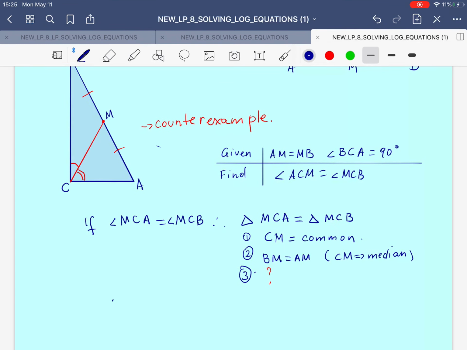So we're going to say that the two triangles are not equal, and that means that the two angles are not equal as well. So we're going to say that the conjecture was incorrect.